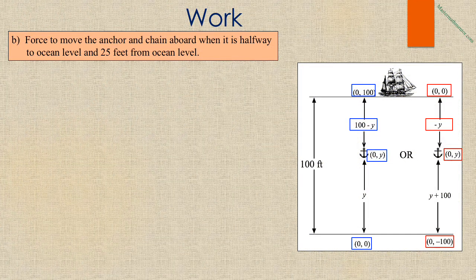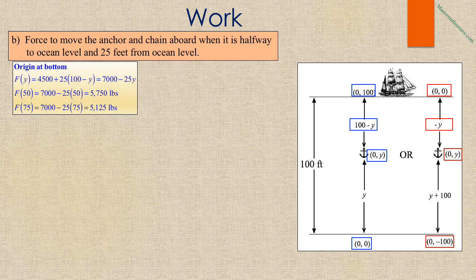To determine the amount of work necessary to bring the anchor and chain aboard, we first need to write an expression for the force to move the anchor and chain aboard. And once we do so, we would like to calculate that force when the anchor is halfway to ocean level and then 25 feet from ocean level.